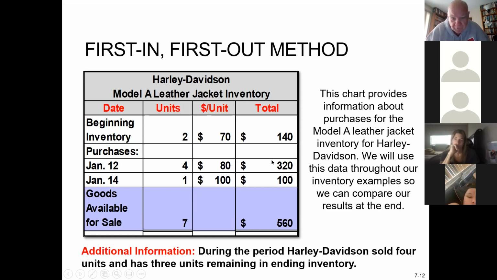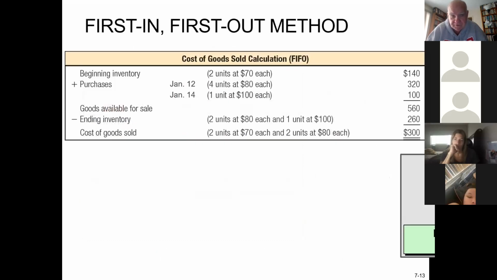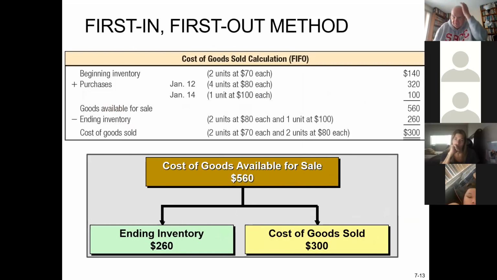Okay, we multiply across, we add down. $560. That is the total goods available for sale in dollars. We have to figure out how much of that goes into inventory because we've not sold it, and how much is in cost of goods sold.